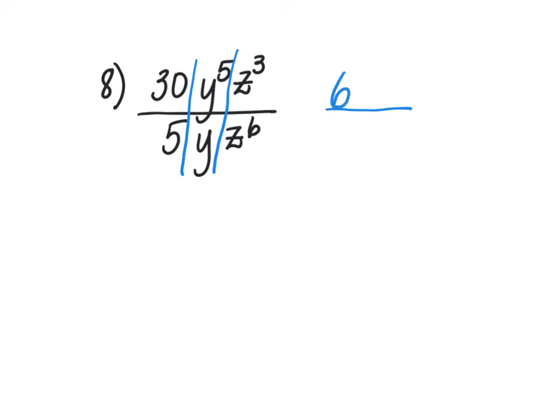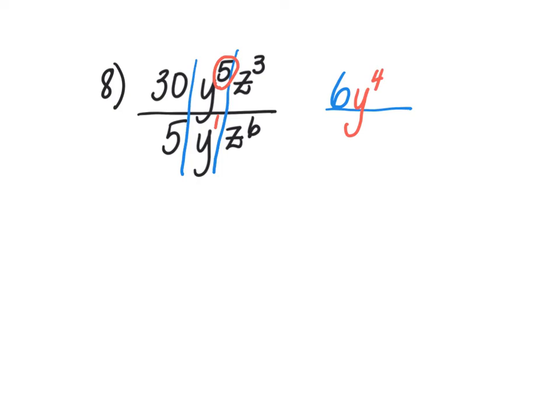Now I'm going to move on to my y's. I have more y's on top, so I'm going to write my leftover y's on top. So I'm going to keep that base of y on top, and then I'm going to subtract. The y on the bottom has an understood exponent of 1. So 5 take away 1 is 4. So I have 6y to the 4th.